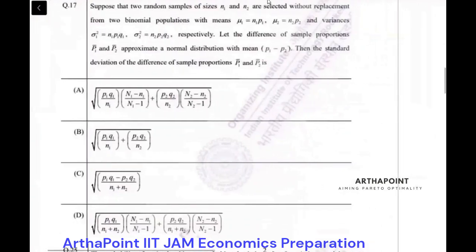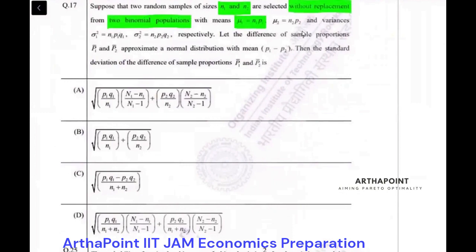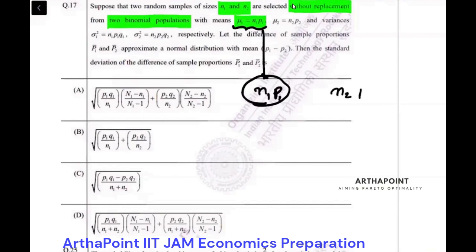Suppose that two random samples of size N1 and N2 are selected without replacement. So this is without replacement from two binomial populations. This is the mean. If you remember, the mean is always given by NP. So if it is population 1, then it will be N1 P1 and for population 2 it will be N2 P2. That is exactly what we have been given. N1 P1 and N2 P2.